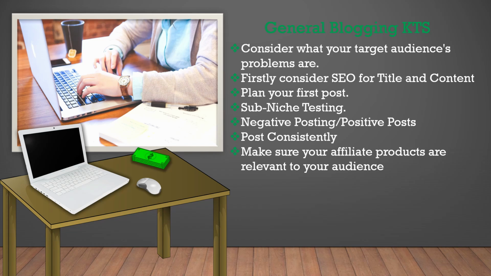So, general blogging keys to success. Firstly, you're going to want to consider what your audience's problems are. Not only should you consider what their problems are, but it's you through content and affiliate products who will be solving these problems for them. Consider the keywords that you'll be trying to target on your page. It's very important for your search engine optimization to include the keyword in the title of your blog post.